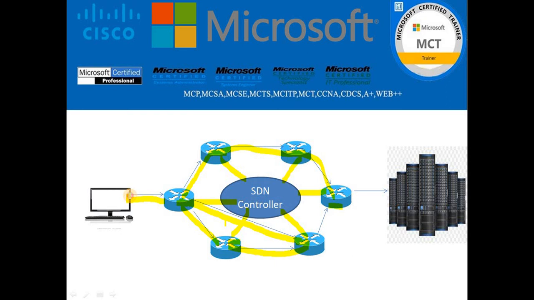Whenever this computer is asking for help in order to reach this server, what happens? This software defined networking controller has the detailed information of all these devices, all the routers. That means this software defined networking knows the exact path through which you are supposed to be forwarded to reach your destination. So it's going to work as a brain actually. It's going to control the entire flow of the traffic actually.